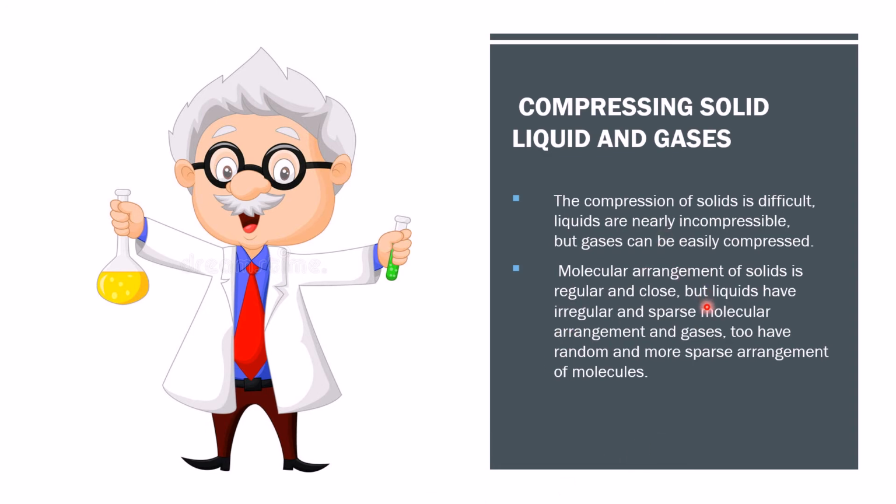And in liquids, they are irregular, and the molecules are sparse. So in liquid, they're irregular, not at all regular. Okay, irregular also means not at all regular. And in gases too, they have a random and more sparse arrangement of molecules. So in solid and in gas, the molecules are random, but in liquid, they're irregular.